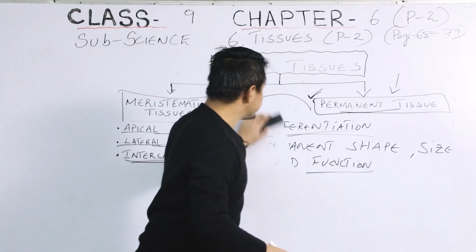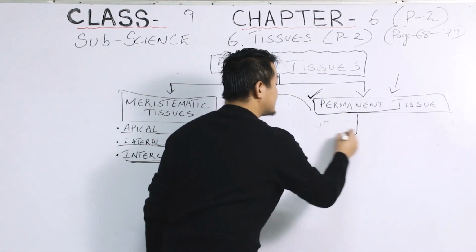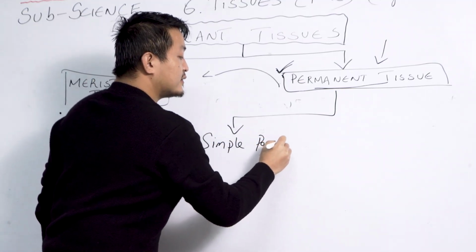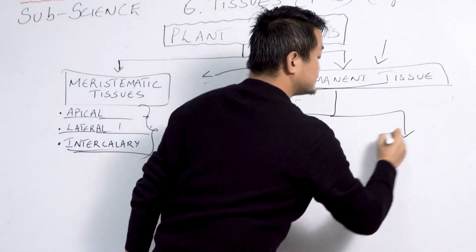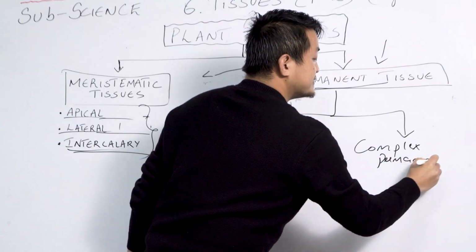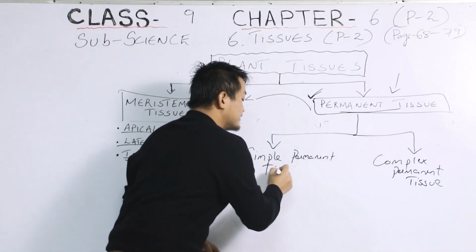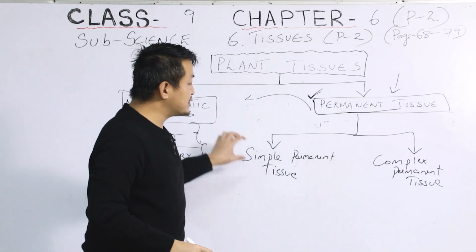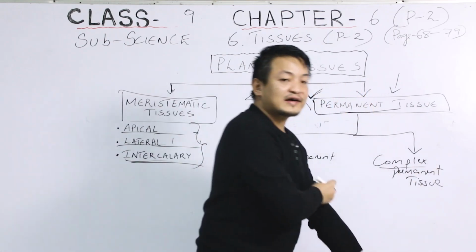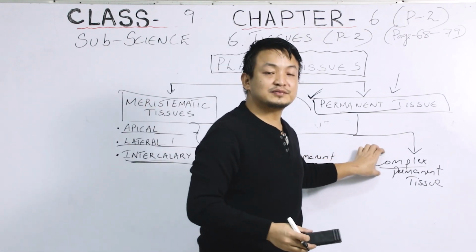Clear? This permanent tissue has two types: simple permanent tissue and complex permanent tissue. The only difference here is that simple permanent tissue is composed of only one type of cell. Complex, from the word itself, means multiple types of cells. Clear? One type of cell, and this one multiple types.